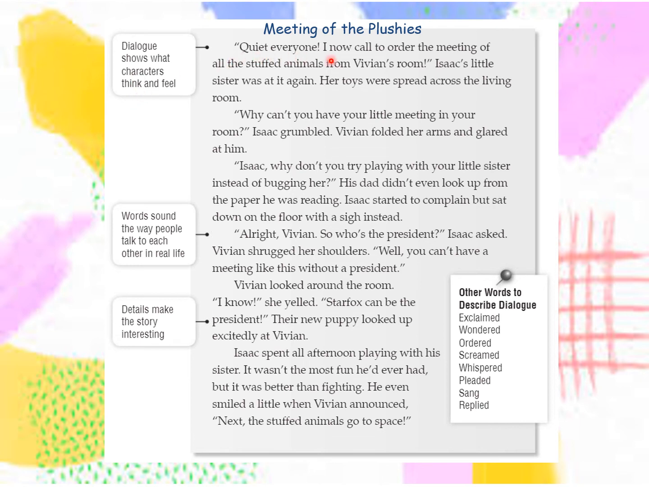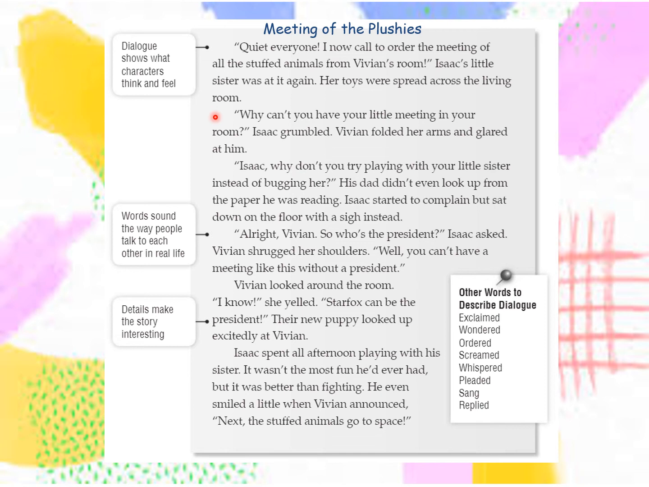So dialogue shows what characters think and feel. So in this particular dialogue, you can see that Vivian was very much hyped because she's pretending that she has called her stuffed toys to a meeting. So if you would notice in here, we said living room. You can actually change the details of your pre-writing plan as you like. So you don't have to use the pre-writing plan as a setting stone or as the final say for your draft. So you can change it.